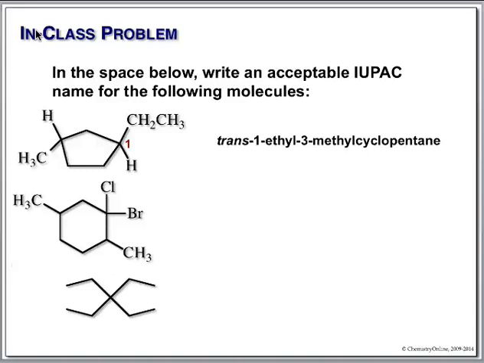Any questions? Why did you count counterclockwise? Well, I did counterclockwise because this gives us 1, 2, 3. So this would be 1, 3, the lowest number. This way it would be 1, 4. So you always want to start with the lowest number. We can start alphabetically here. We could have 1 methyl or we could have 1 ethyl. Ethyl comes first alphabetically, so you'd start with that.